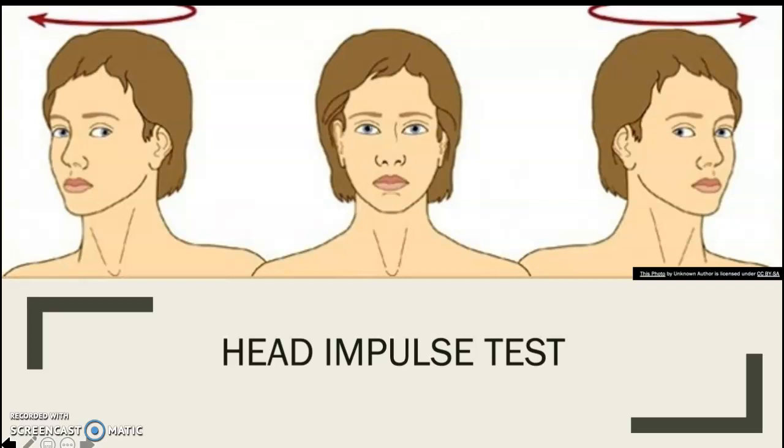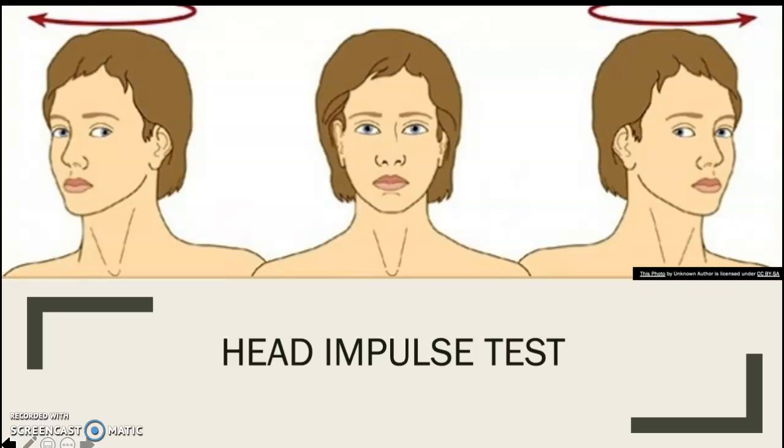The therapist will then grab both sides of the patient's head and slowly move it back and forth. Then, without warning, the therapist will quickly move the patient's head in either direction. This must be done quickly, usually over 60 degrees per second, in order to test the reflex.